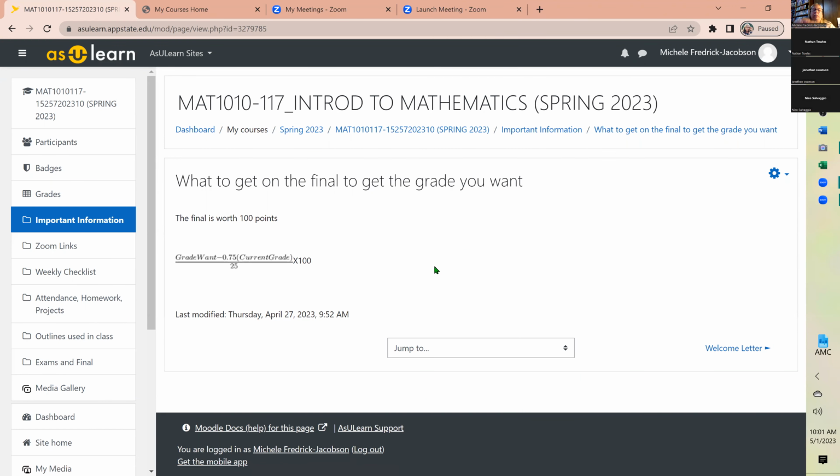And in the syllabus, it breaks down the A minus, A, B minus, B, B plus. It's in the syllabus. But you can even put 90 for an A. And your current grade goes here. You calculate it, multiply by 100, and that's what you need on the final.